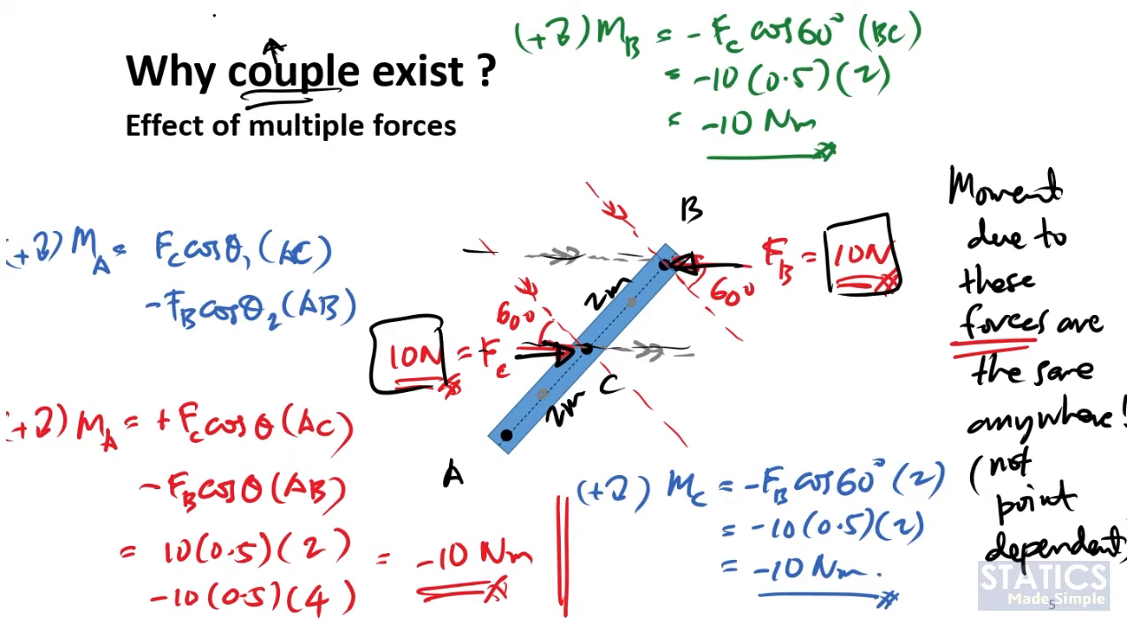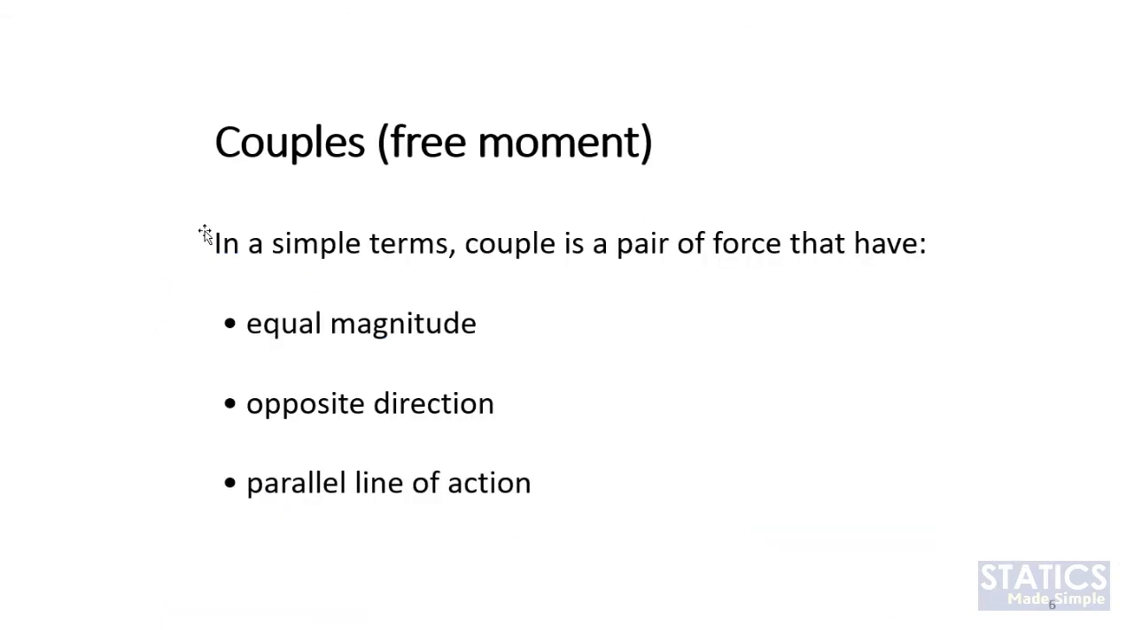People also call this a free moment, because this moment is free from location. It is applied on the rigid body itself. Anywhere we take it, we will still have the same moment. So in order to have a couple or free moment, we need a pair of forces with equal magnitude, opposite direction, and parallel lines of action. Once we have this, we have a couple.